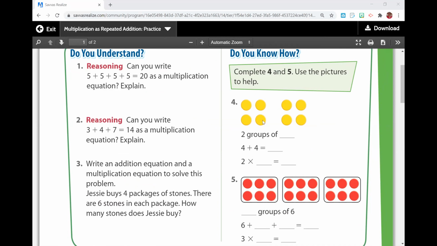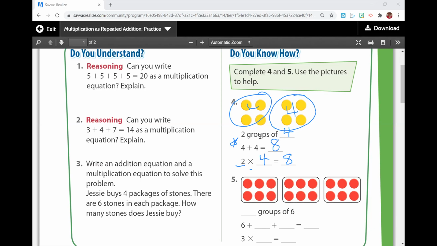I have 1, 2, 3, 4 in this group, and 1, 2, 3, 4 in this group. So I have 2 groups. 1, 2, 2 groups of, and there were 4 in each. And 4 plus 4, it's this 4 plus this 4 equals 8. Now my multiplication problem. Groups, I have 2 groups of, and how many are inside those groups? 4. And we just found out that 4 plus 4 is 8.